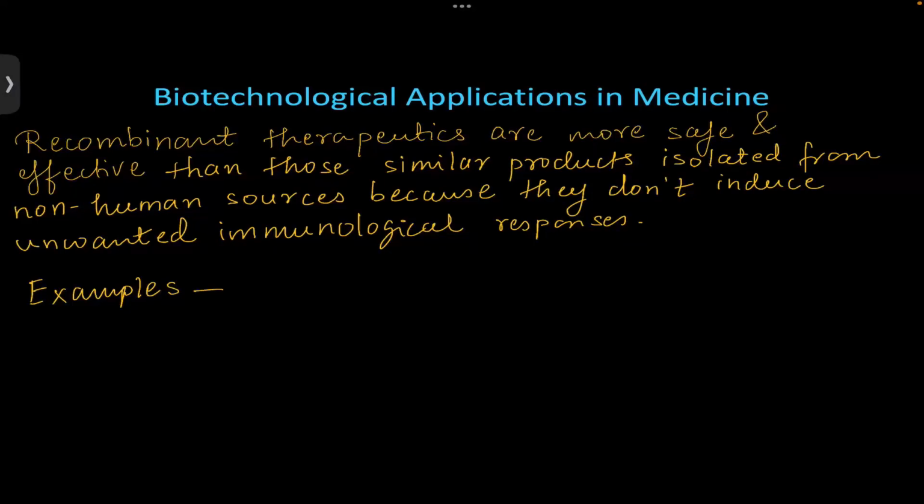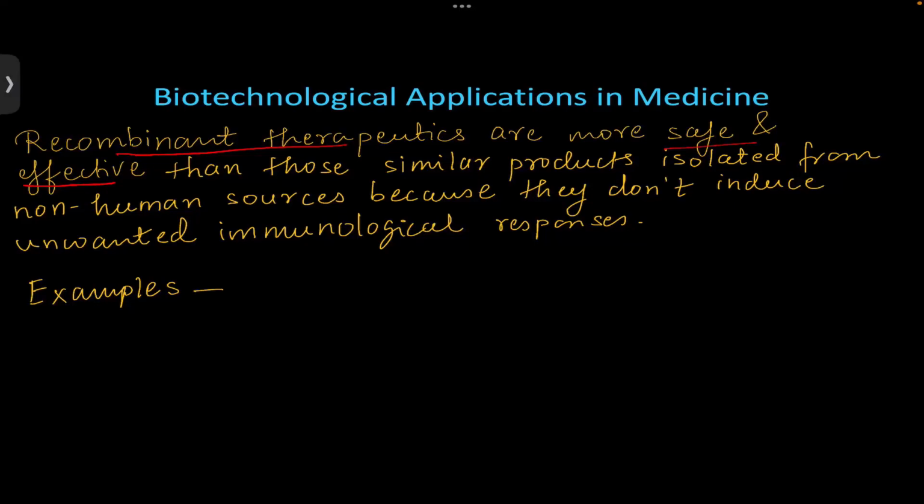Now, in the area of medicine, that is in healthcare, biotechnology again has played a very important role. Whatever proteins are made through recombinant DNA technology, which are collectively called recombinant therapeutics, are actually much safer and more effective because you are ultimately going to use a gene taken from a human only and then introduce it into a bacterium, and ultimately you get a protein which is of human origin.